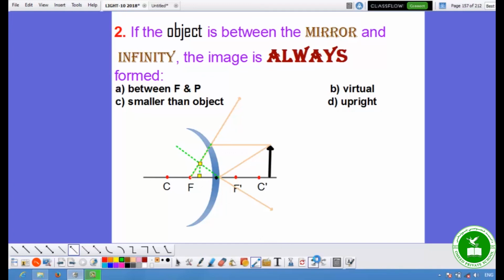Let me take some other color. This is the image of this object. If the object were here, here, anywhere on this side between the mirror and infinity, then the image is always between the pole and the focus, like this. Thank you so much for your attention. In the next class we will continue with the equations of spherical mirrors.